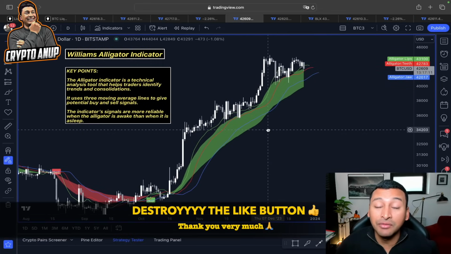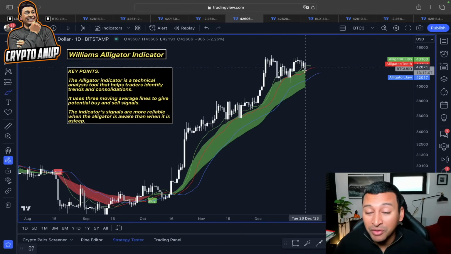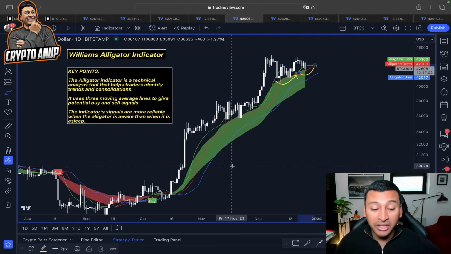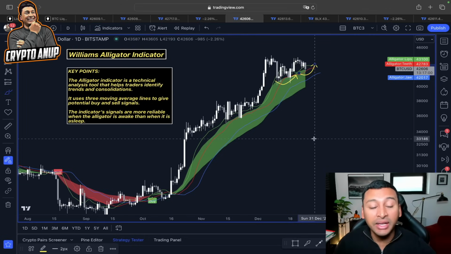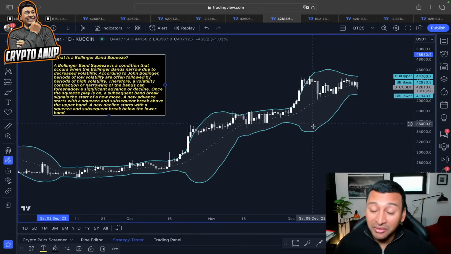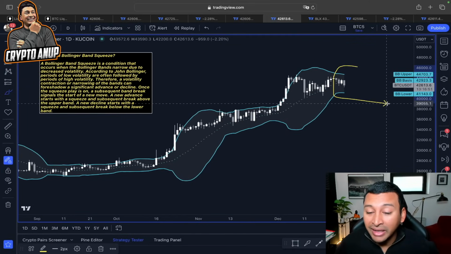Because any sort of a pullback, we have strong line of support lying for Bitcoin, and I have been saying this since ages. I mean, price of Bitcoin, any sort of a retracement during this uptrend, our indicators, Williams alligator indicator, CryptoAnup buy sell indicator will be acting as a line of support. And even this Bollinger Band squeeze will also line up parallelly.